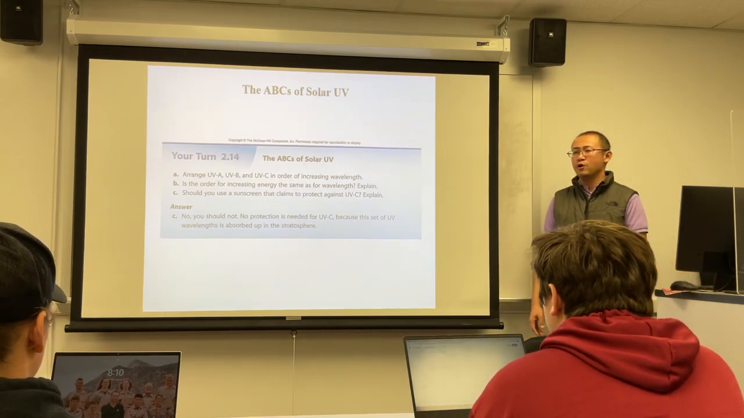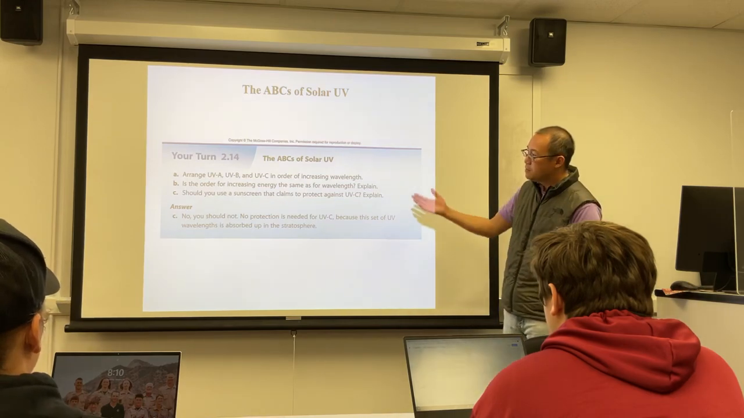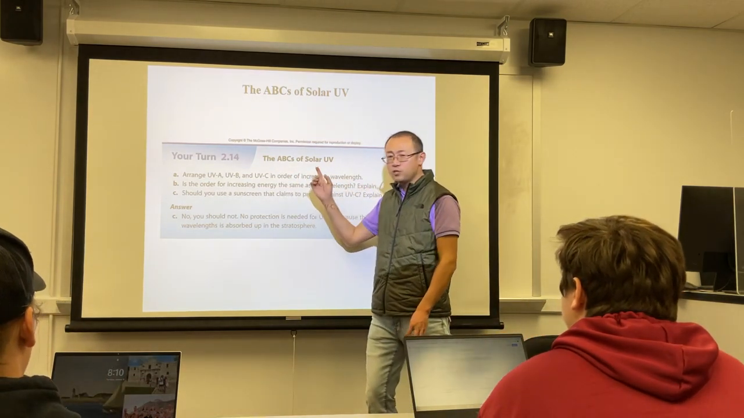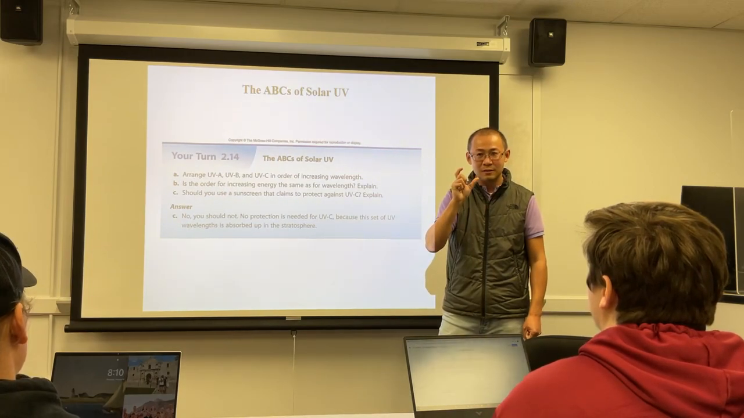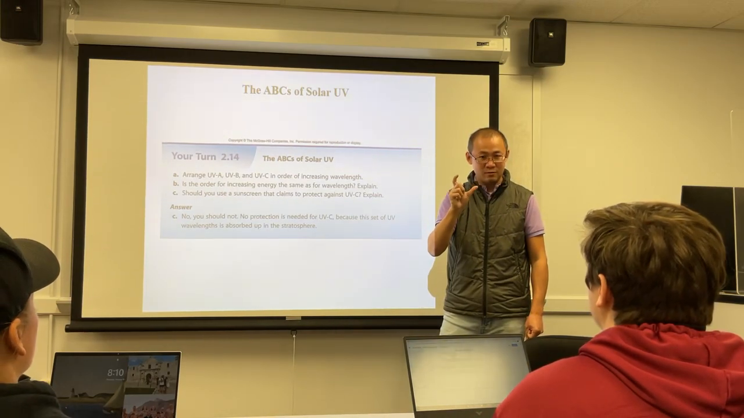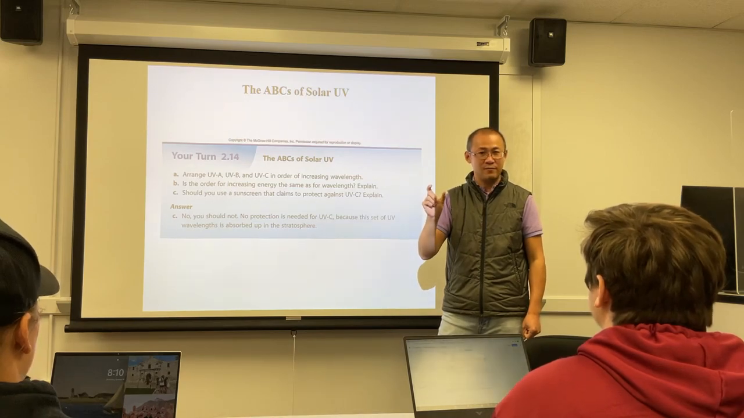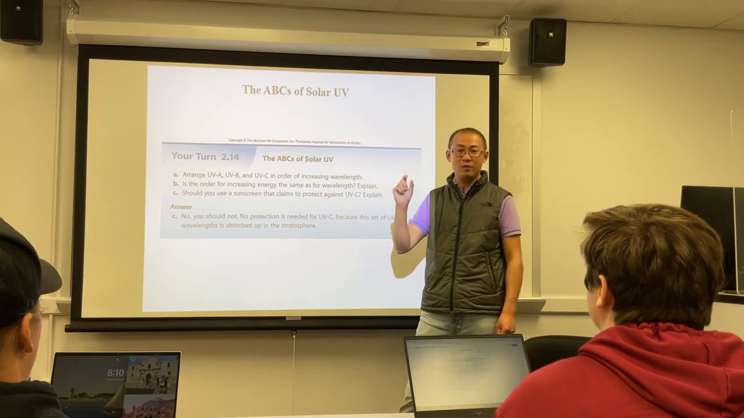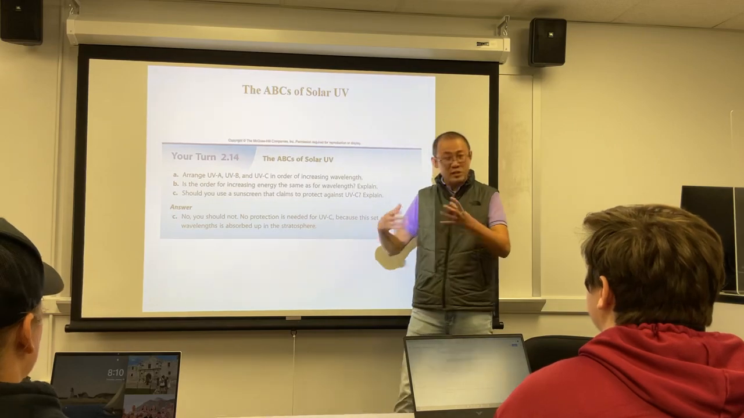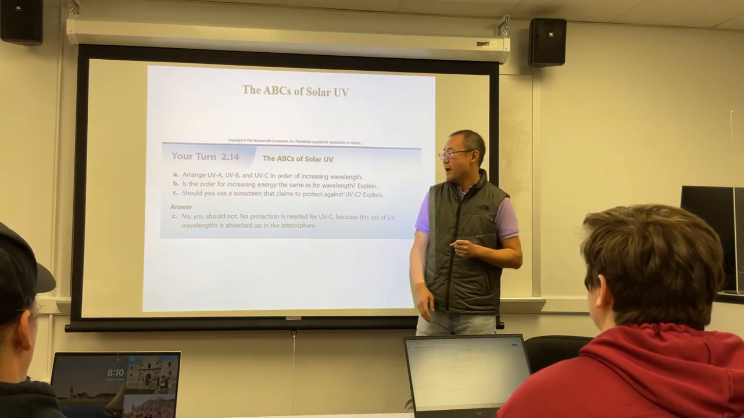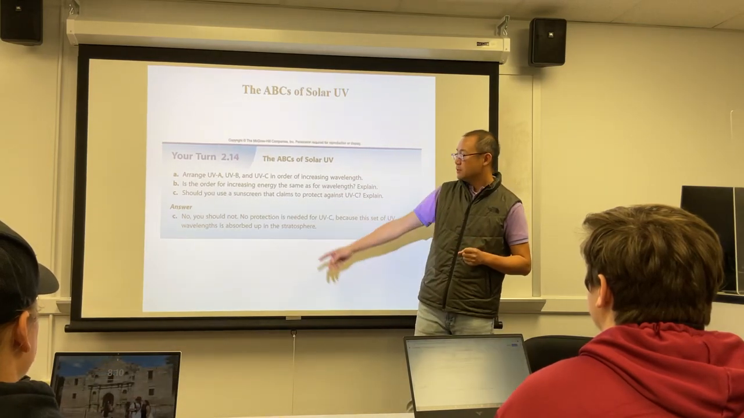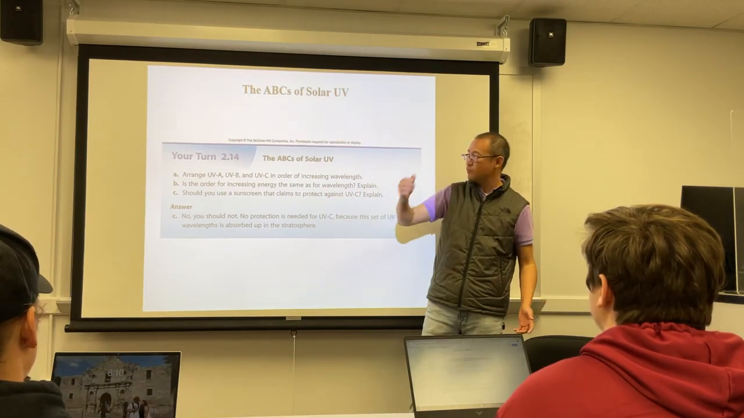And this practice shows you a very quick overview of these three types of UVs. Among those three types, which one has the longest wavelength? A, which is close to violet, right? Which one has the shortest wavelength? C. And which one has the highest energy? C.